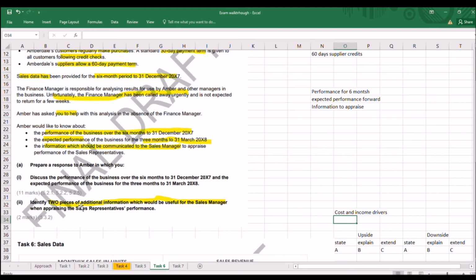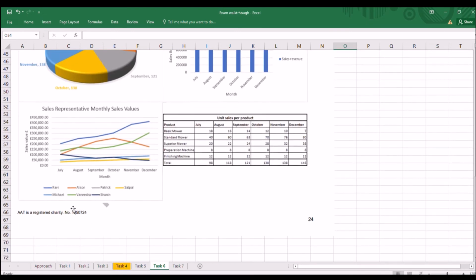Okay, two pieces of additional information that would be useful for the sales manager when appraising the sales representative's performance. So we've already had a bit of discussion on that one. Patrick's got no sales at all. So has he just started? When did he start? The amount of, let's say, training that's been given to Ravi and to Venetia that's making them really successful. What's happened to Alison that's making her sales drop?